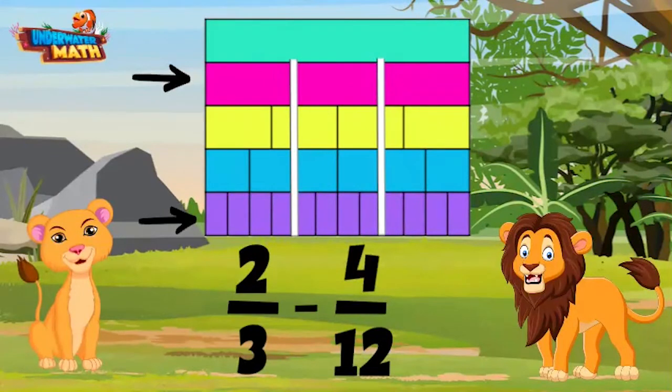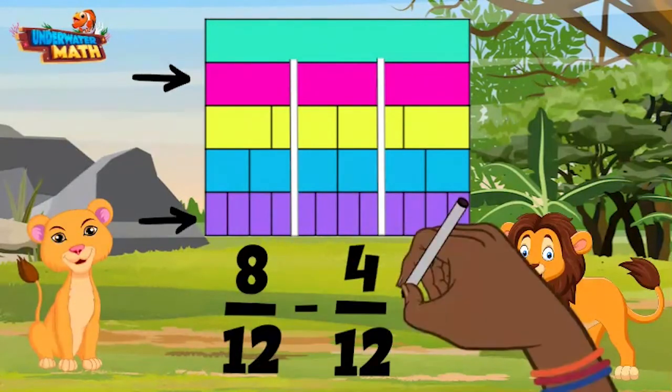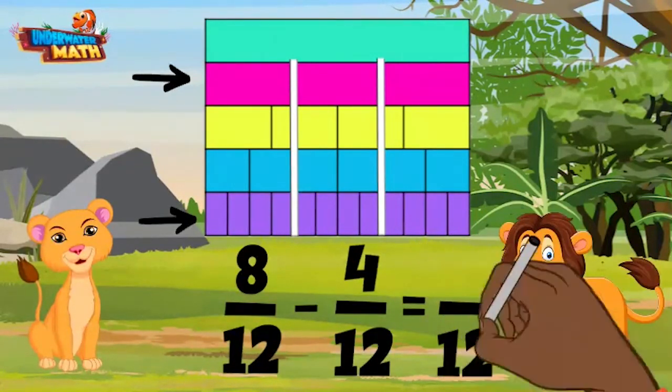This shows us that 1/3 is equivalent to 4/12 because 4/12 fit perfectly inside 1/3. This means that 2/3 is equivalent to 8/12. We can replace 2/3 in our equation with 8/12 since we know they are equivalent. 8/12 minus 4/12 equals 4/12.